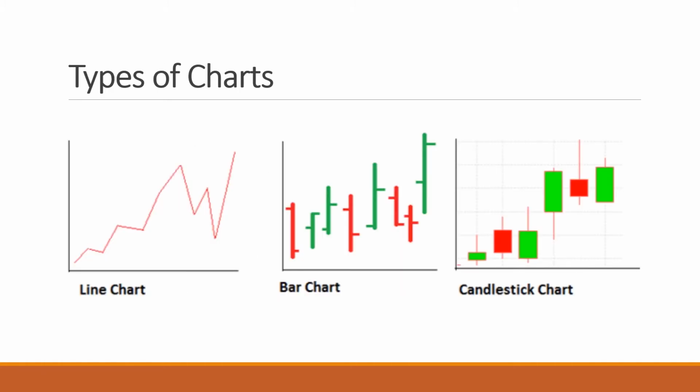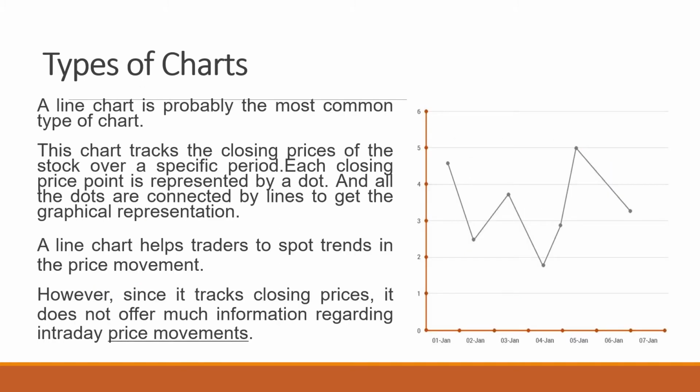Now let's talk about the types of charts. Technical analysts use a variety of charts based on the information they seek. However, there are three types of charts that are most commonly used. They are line charts, bar charts and candlestick charts. Now let's discuss them one by one.